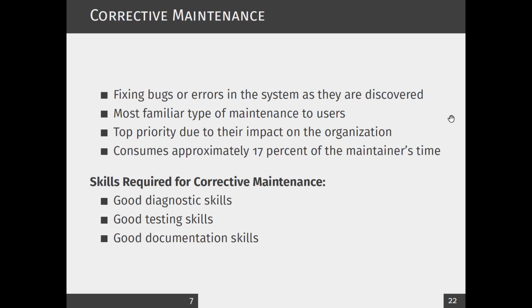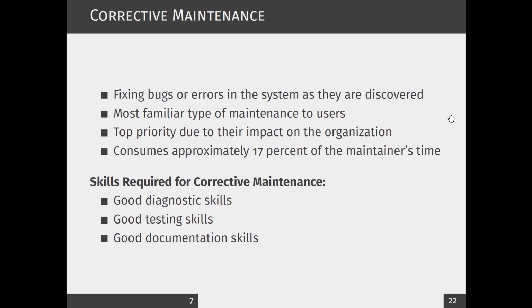This is usually top priority, because without fixing these bugs, you can't continue with the software, since it's an error in the system. And usually when you look at the time of maintenance, we say it's approximately 17% of the maintenance time that goes to fixing these kinds of issues. Now, the skills that you need for corrective maintenance are good diagnostic skills, good testing skills, and good documentation skills.